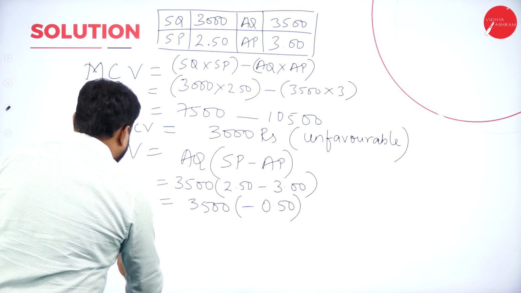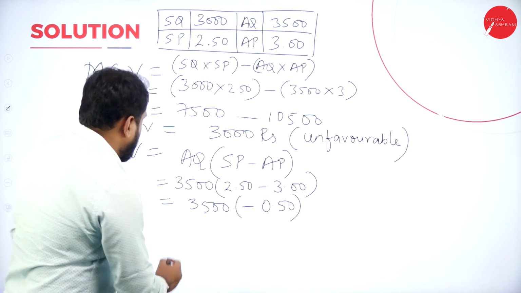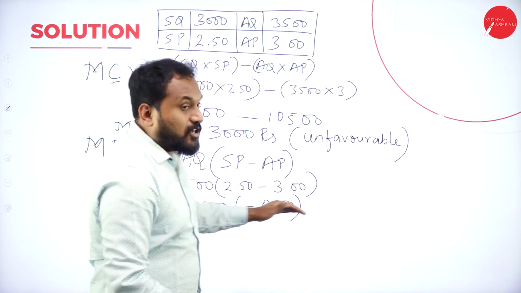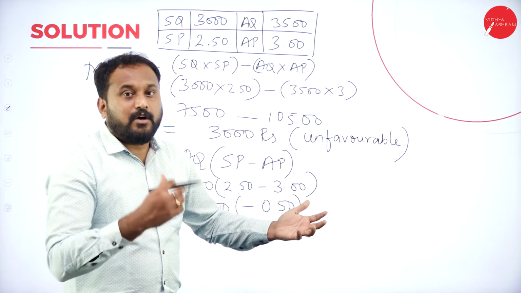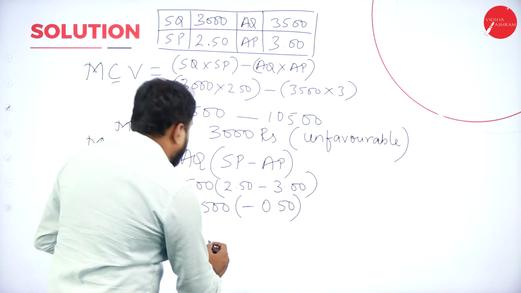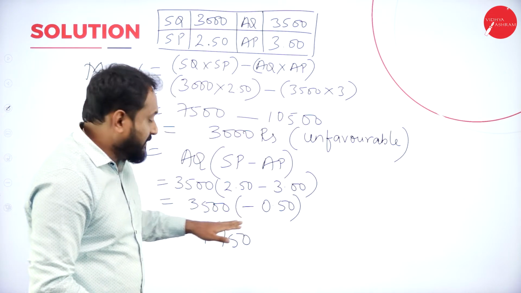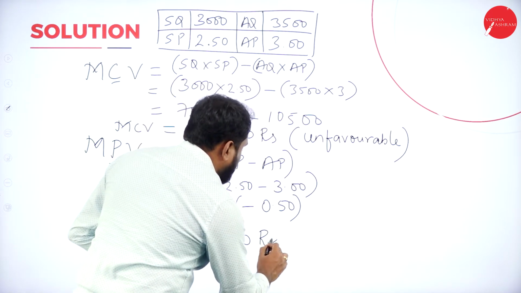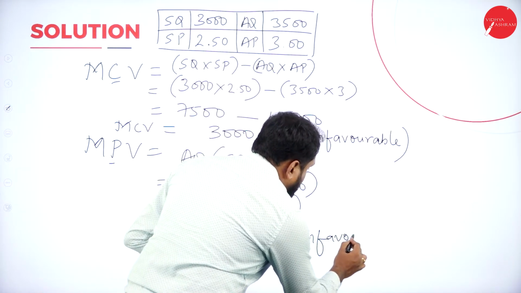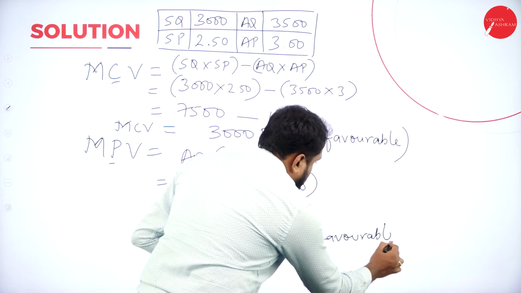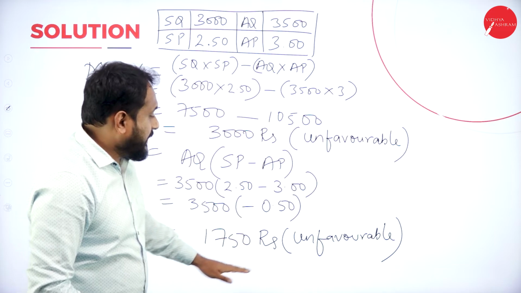Let me erase this MUV. Now we will do it later. MPV. Now let's go with this is equal to. Now understand the concept here. 3,500 divided by half, in the sense 1750, is what you will actually be getting. But again, it is negative. That means you are supposed to write here rupees, and then you should write unfavorable. Done. So you got 1750 rupees, that too negative.